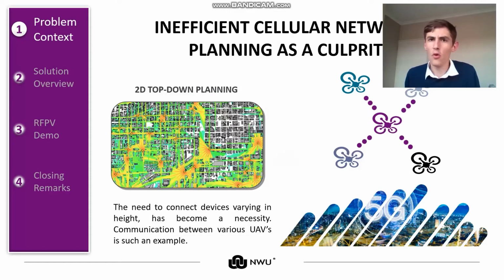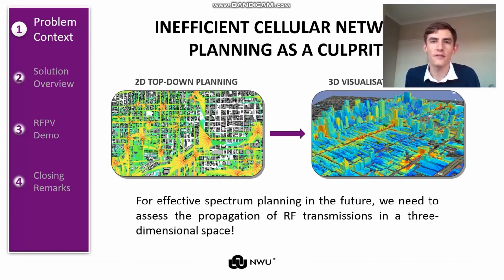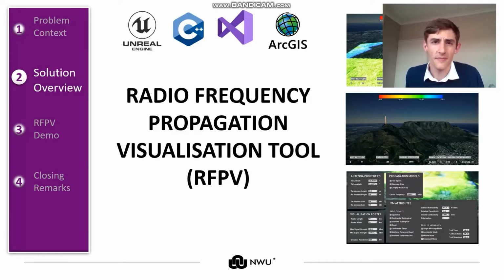So what's a possible cause for this inefficiency of allocation? Well, we identified poor cellular network planning. Now, prior to 5G developments, network planners planned their networks using a two-dimensional top-down planning structure where transmissions are visualized on a two-dimensional scale. But 5G, especially with UAVs and other such technologies, made it apparent to rather visualize propagations in a three-dimensional sense. And this is where the RFPV comes into play.